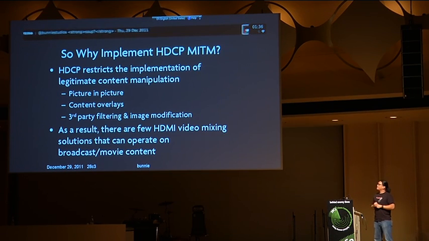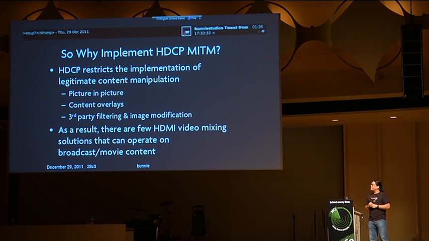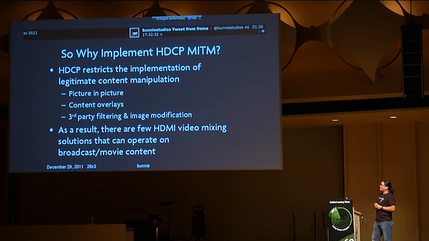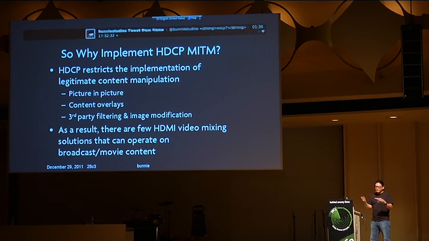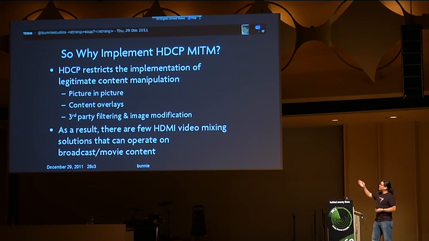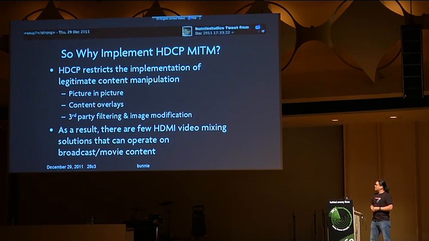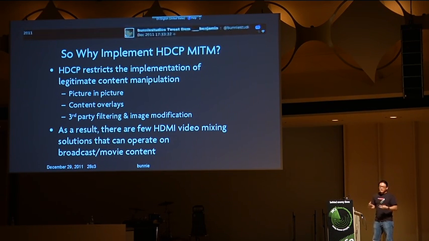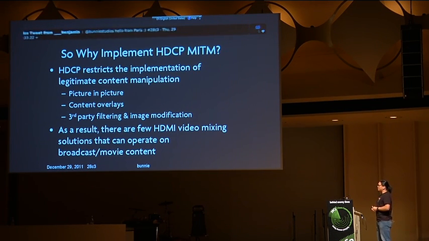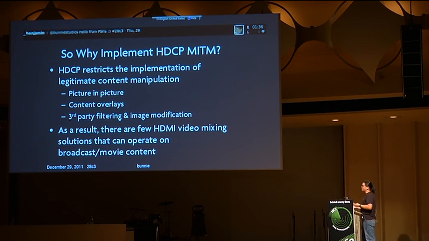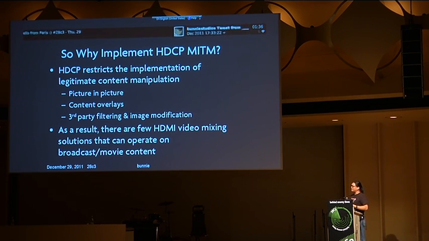So just an overview of the things that are restricted. If you want to do picture-in-picture from two feeds, that's not possible because of HDCP. If you want to do content overlays, like what's happening up here, that would not be possible. If you want to do filtering and modification of the image, that's not possible because it's all encrypted. As a result, there are very few commercial HDMI video mixing solutions that can operate on broadcast and movie content.